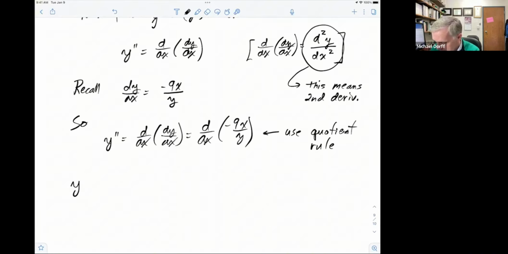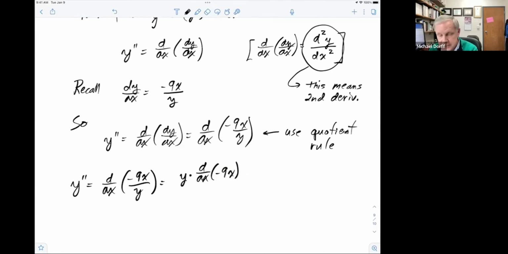So the derivative of negative 9x over y by the quotient rule would be the denominator times the derivative of the top. And when I'm doing the derivative, it's going to be d/dx. So it's y times d/dx of negative 9x, minus the top, so minus a negative 9x times the derivative d/dx of y, all over the denominator squared, which is y squared.